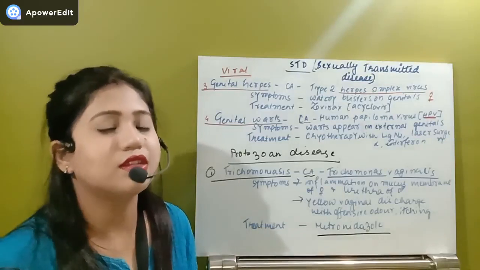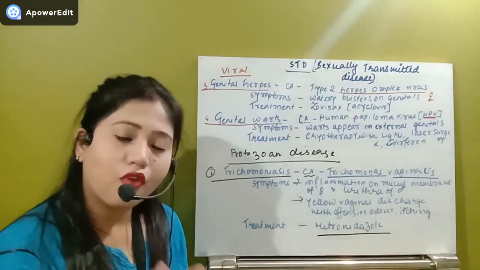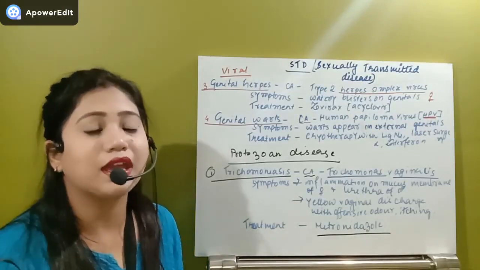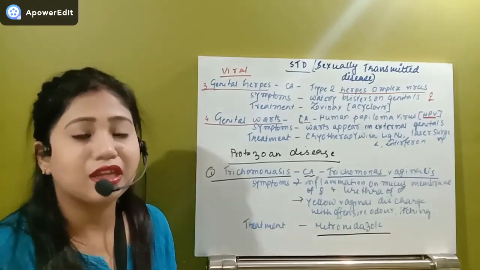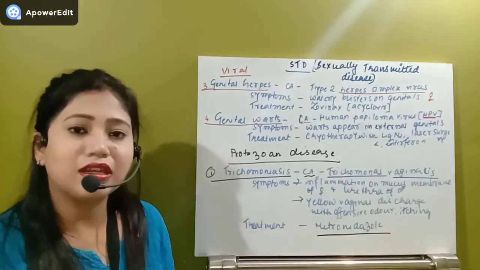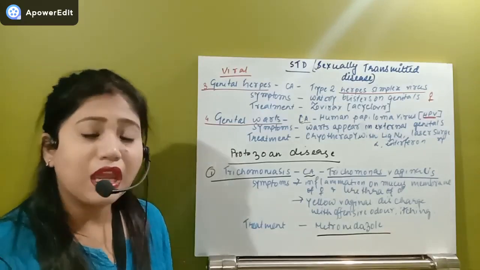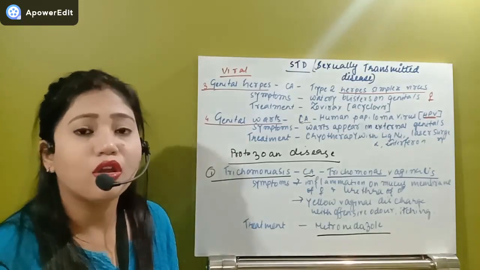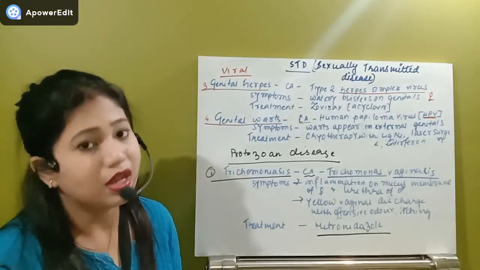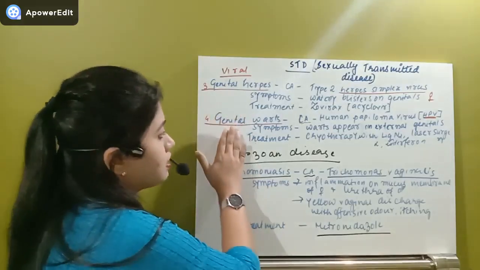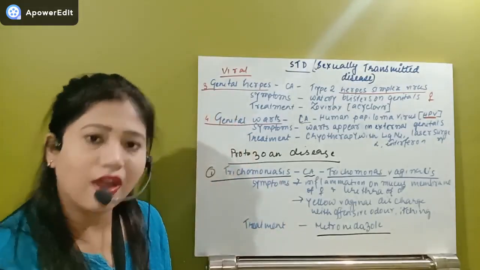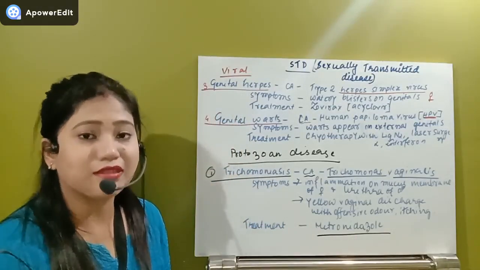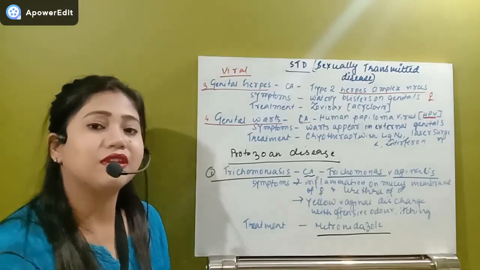Yes, it is a protozoan disease, so drugs are available. For bacterial diseases, different types of drugs are available, like tetracycline, ampicillin, erythromycin, penicillin. In case of hepatitis B and HIV AIDS, there is no treatment or drugs available. In case of genital herpes and genital warts, some drugs are available, but they are not effective in the later phases.